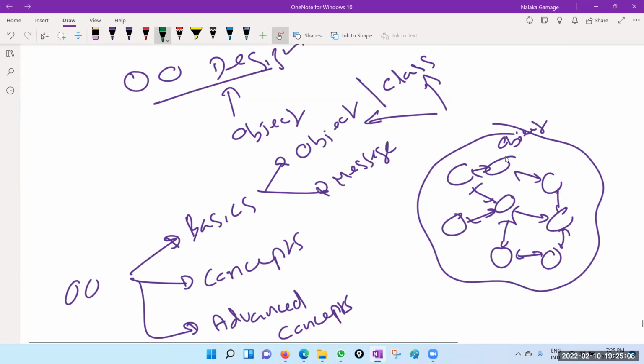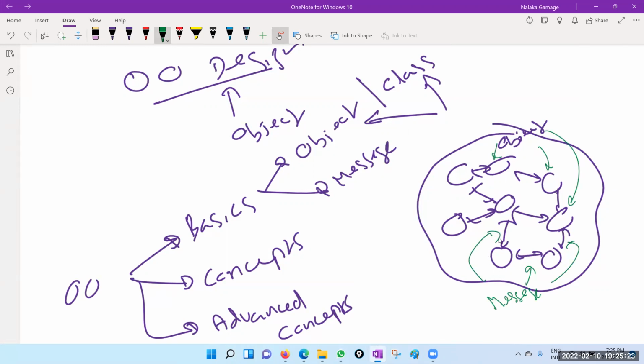So we have these objects, and these objects are communicating and collaborating with each other. We call it messaging. So this is messaging. That is how you look at a system in an object-oriented way. So we have a set of objects. They communicate and collaborate with each other by passing messages.